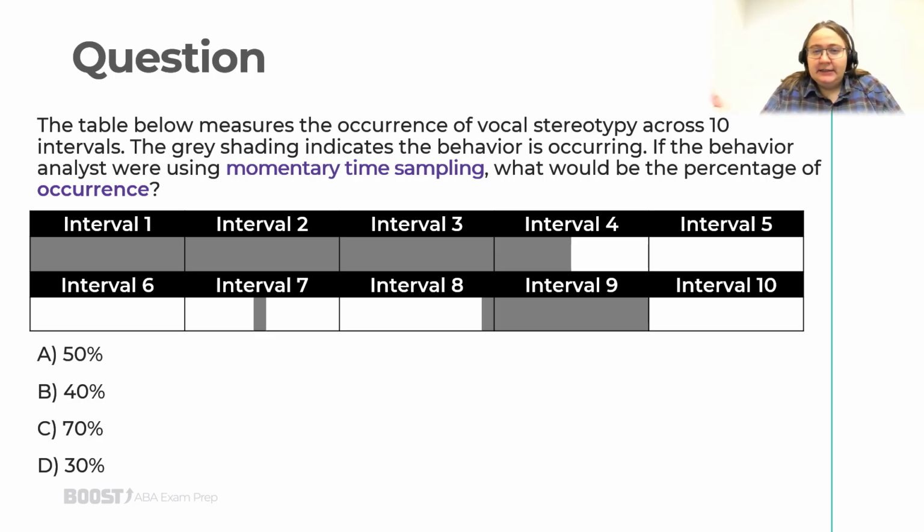Looking at the last line of the question, we see that this question is asking us to focus in and calculate using momentary time sampling. Okay, so we have that down pat. And then we want to look at the percentage of occurrence. Now, that may seem pretty obvious, right? But sometimes you'll see questions where they'll say percentage of non-occurrence, and you may accidentally get the wrong answer because you were focusing on occurrence. Paying attention to small details like that is really important because those are pretty critical details. So we want to calculate the percentage of occurrence using momentary time sampling.